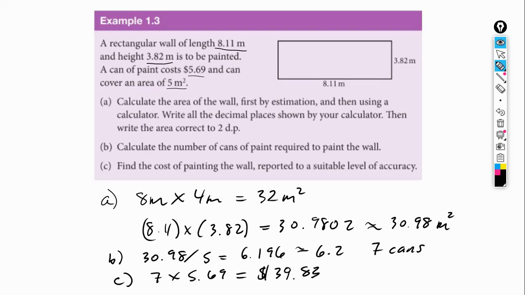Now, one thing you can't forget in the IB exams, especially, or tests, is using units, right? So if the question is about money, you have to put the dollar sign or whatever the currency is. You have to write cans, you have to write meters squared, you have to write meters, and in general, just any unit.